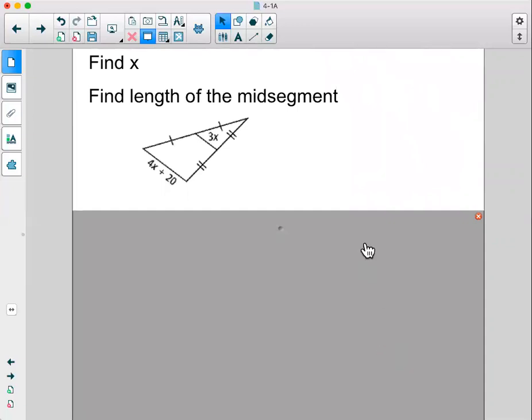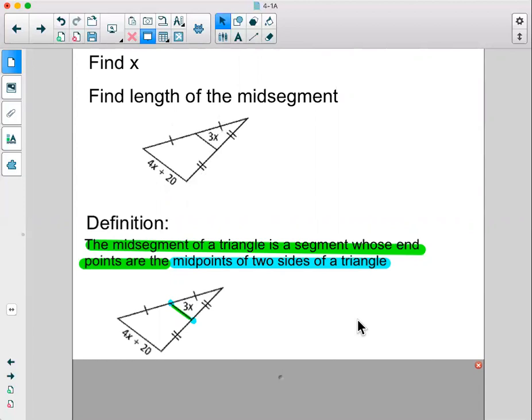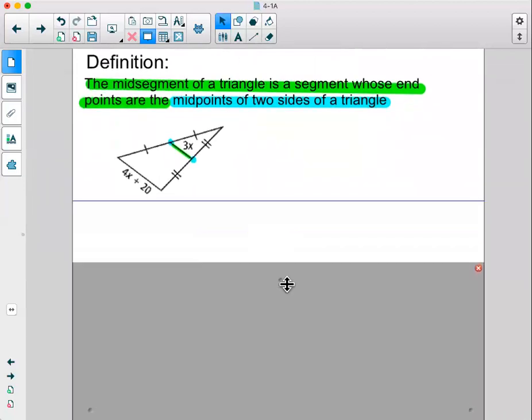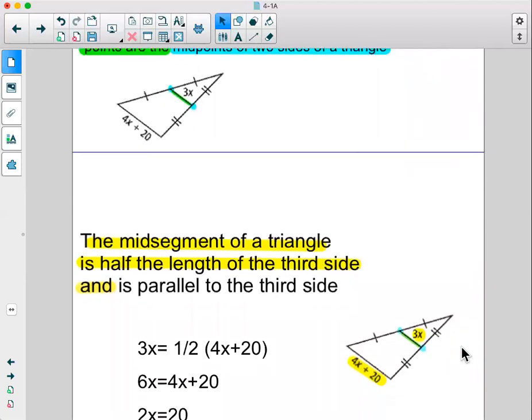Pause the video and use the triangle midsegment theorem to solve for x, and then find the length of the midsegment. First thing we'll do is we'll use our definition of midsegment, because we see from these scratch marks that these are both midpoints of their sides, so this is the midsegment. And then we can use the triangle midsegment theorem. Specifically, the part of the theorem that says that a midsegment is half the length of the third side. And we can use that theorem to set up our equation.